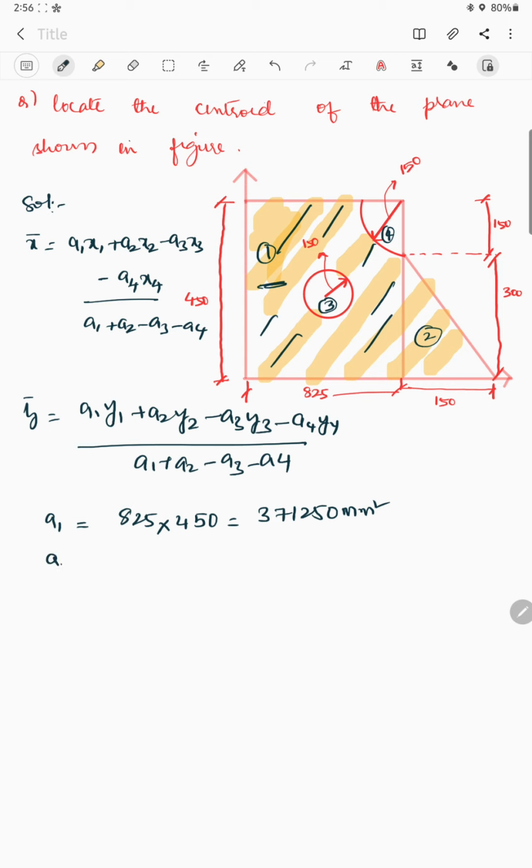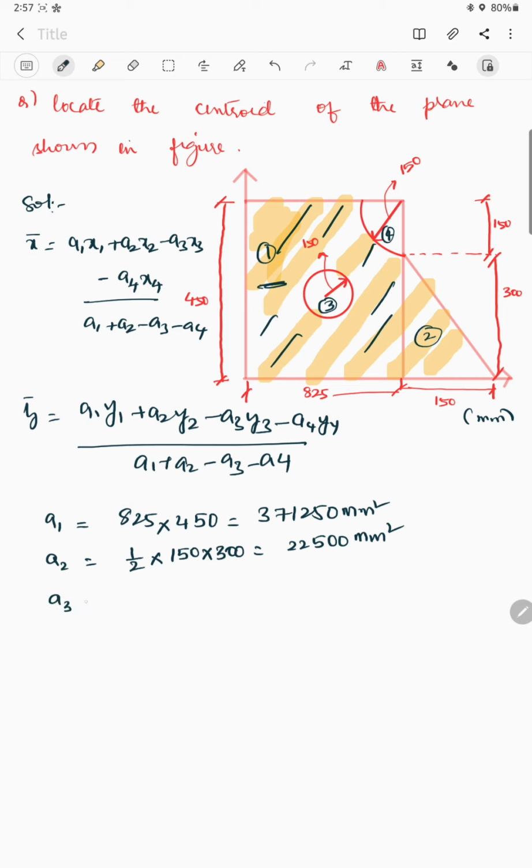Now we'll move to another figure, that is a2. The area of this triangle is half base into height. Base is 150 into height 300, which is equal to 22500 mm square. All these dimensions are given in mm.